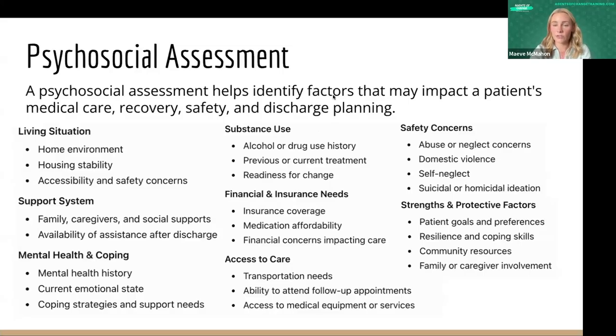Strengths and protective factors. So, like I said earlier, you also want to talk about the good things that they have going for them. Are they resilient? Resiliency makes a huge difference in a person's healthcare. If they are motivated to get better, if they're motivated to put the work into their physical and occupational therapies to get better, if they have a positive mindset, that's going to get them along a lot further than if someone's just giving up. So that's always a strength. And then also family or caregiver involvement is very important as well.